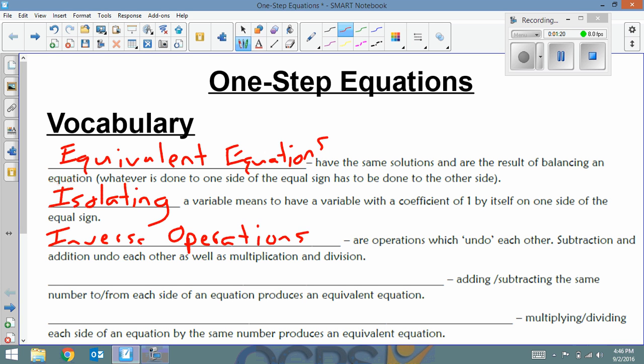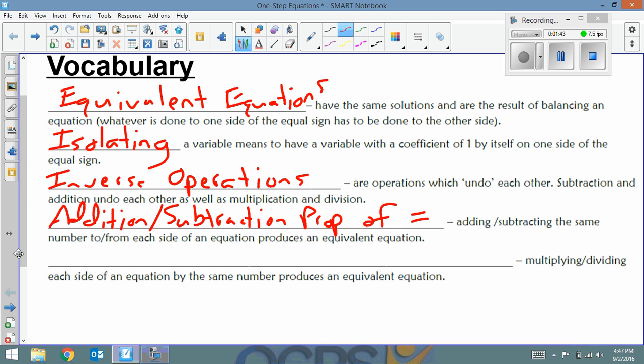Okay, when we add or subtract something from one side of the equation to the other, we call this the addition/subtraction property of equality. And then when we do multiplying or dividing, we call this the multiplication or division property of equality. Okay, so those are some vocab terms that you need to know.